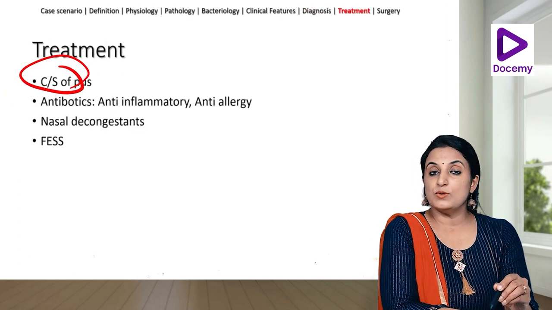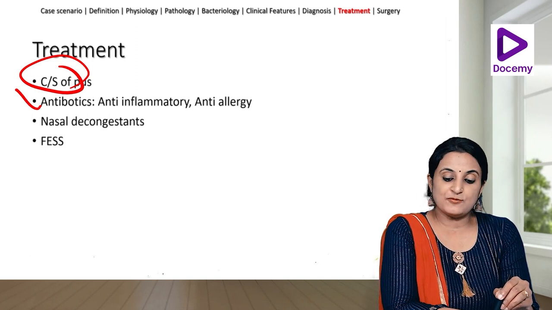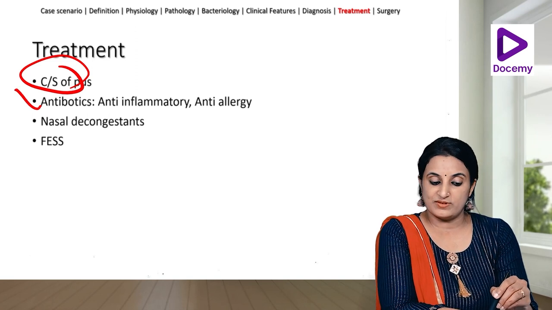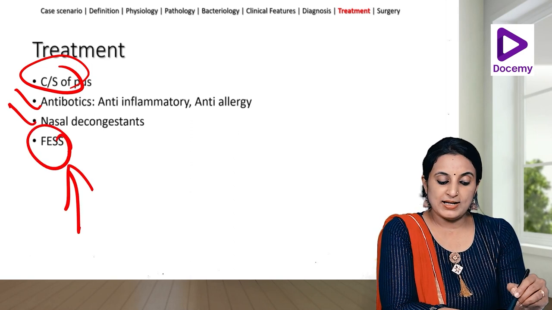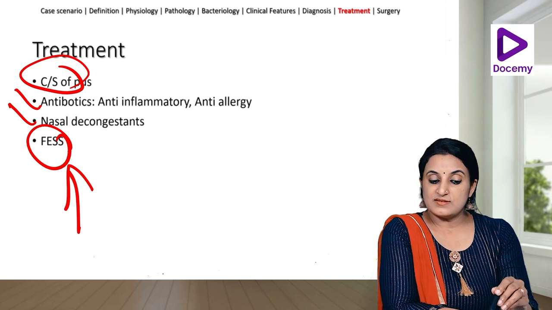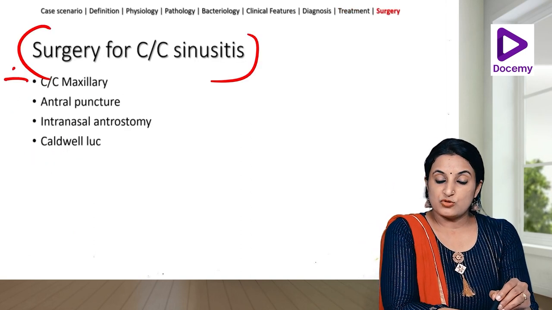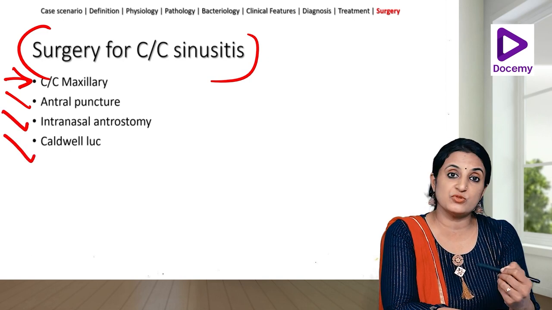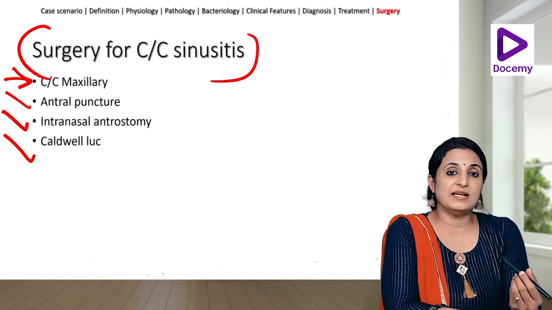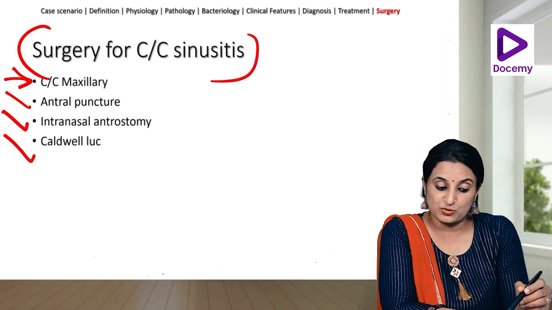You will first try to do a culture and sensitivity of the pus. You will give them antibiotics, anti-inflammatory, and anti-allergic drugs with nasal decongestants, and also do a procedure called functional endoscopic sinus surgery. Usually, the surgery for chronic sinusitis is done in chronic maxillary sinusitis. There are antral punctures, intranasal antrostomies, and Caldwell-Luc type procedures, which involve passing a drill and removing a part of the canine fossa, thereby entering directly into the maxillary sinus.